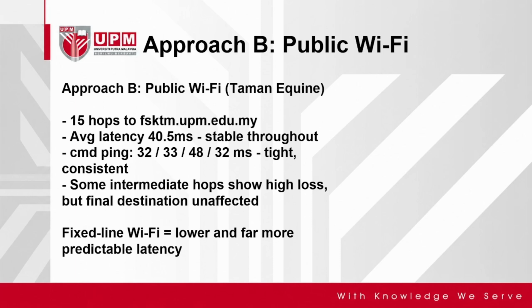Slide 13, approach B, public Wi-Fi. On the Tamanaki public Wi-Fi, we saw that we have 15 hops, but average latency was much lower and far more stable, 40.5 milliseconds. Command prompt ping confirmed it, like 32 to 48 milliseconds, very tight range. So some intermediate hops still showed loss, but the final destination was still unaffected. It's also important to mention that fixed line Wi-Fi gives us noticeably lower and more predictable latency than mobile.